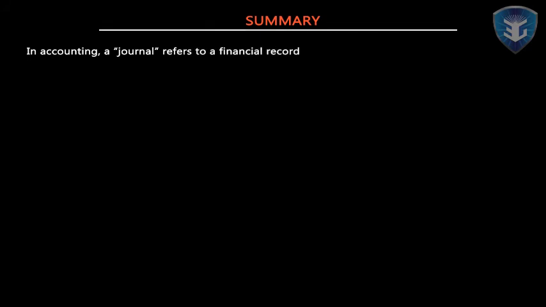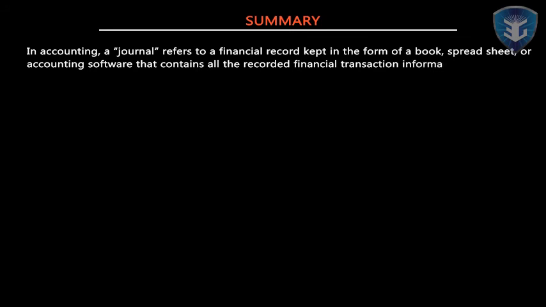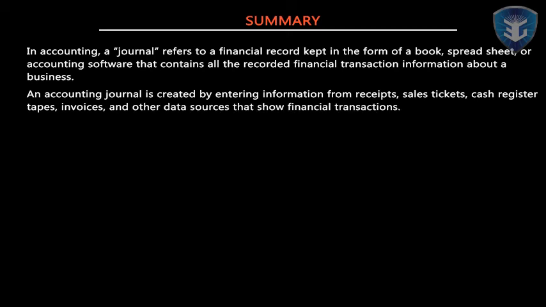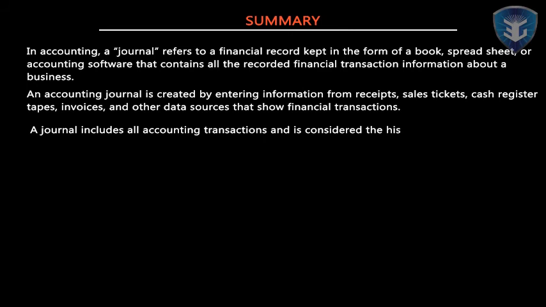Now, in the end, let us summarize what we have learned in this lecture. In accounting, a journal refers to a financial record kept in the form of a book, spreadsheet or accounting software that contains all the recorded financial transaction information about a business. An accounting journal is created by entering information from receipts, sales tickets, cash register tapes, invoices and other data sources that show financial transactions. A journal includes all accounting transactions and is considered the historical record for a business entity.